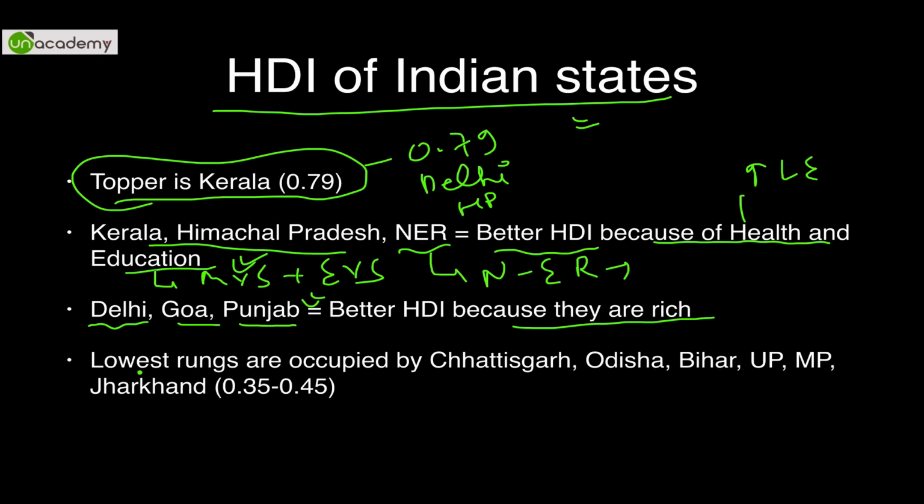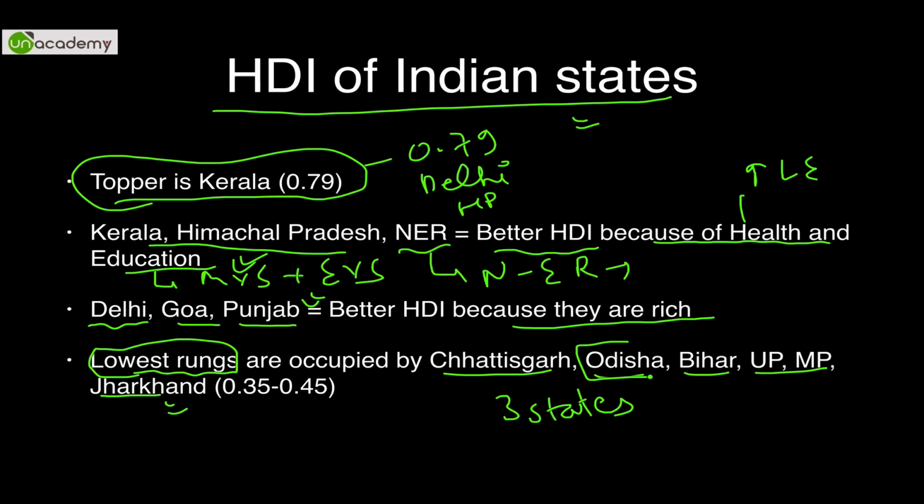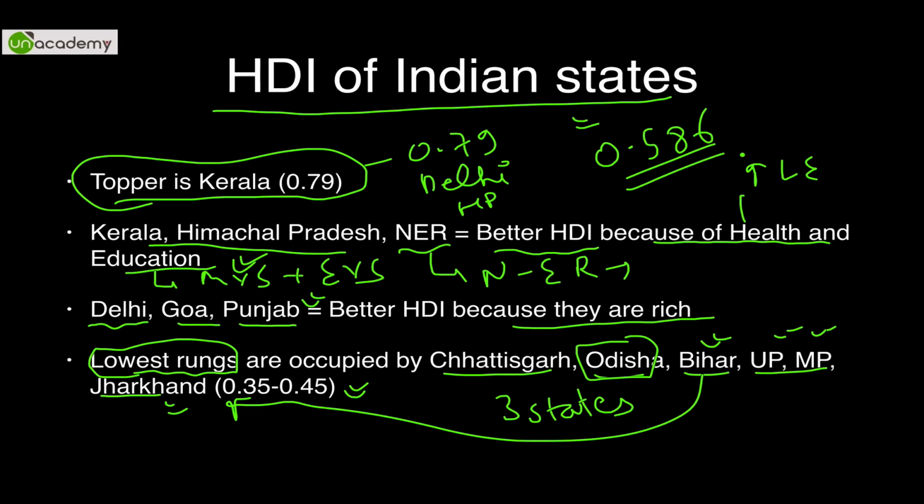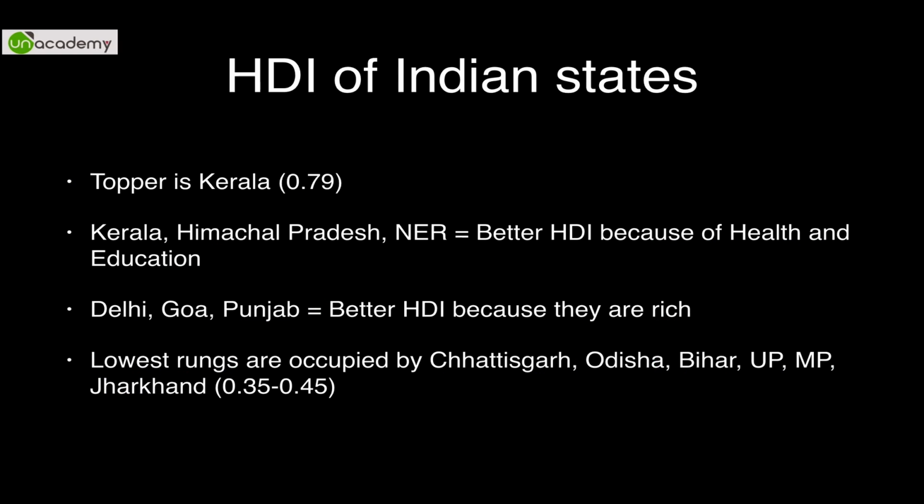Okay. Now the lowest rungs in the HDI ladder are occupied by Chhattisgarh. It is the lowest one. Then Odisha, Bihar, UP, MP, Jharkhand, etc. So as you can see, these are the states out of which three were divided, except Uttarakhand, which has improved much more. So Odisha plus the three traditional states of Bihar, UP, and MP plus their two divisions, Jharkhand from Bihar and Chhattisgarh from MP. So the HDI varies from 0.35 to 0.45. Right now India's HDI is 0.586. So I hope you remember this. We are a medium level country.